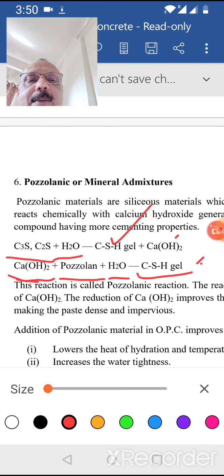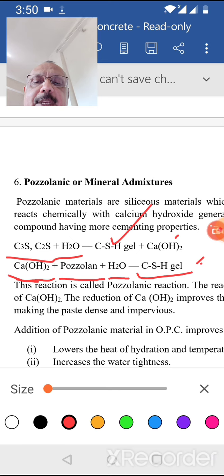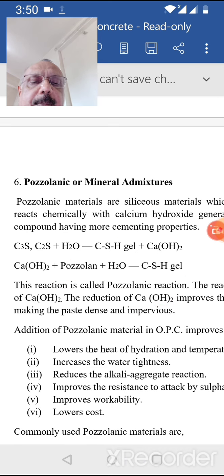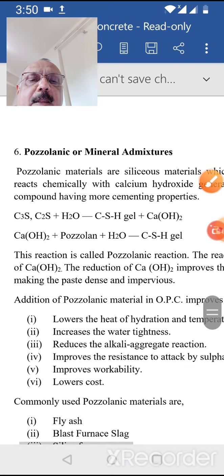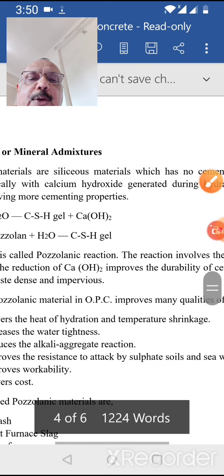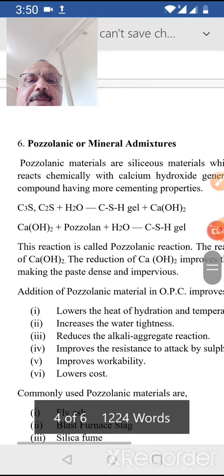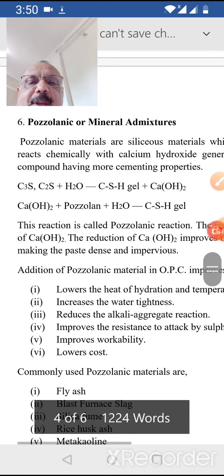So this reaction reduces calcium hydroxide, and the reduction of calcium hydroxide improves the durability of cement paste by making the paste dense and impervious.